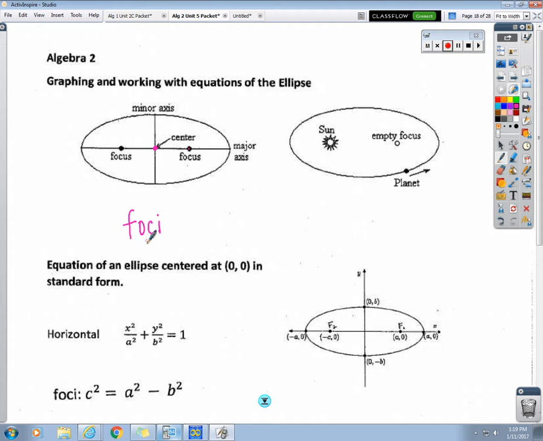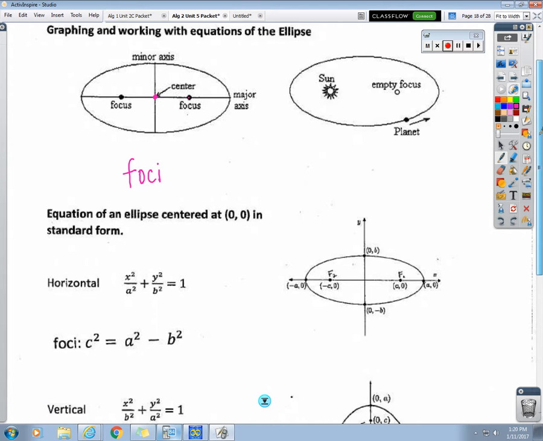Okay? Within an ellipse, you have a major axis and a minor axis. For this particular ellipse, since it's on its side, it's longer than it is tall, the x-axis is the major axis and the y-axis is the minor.